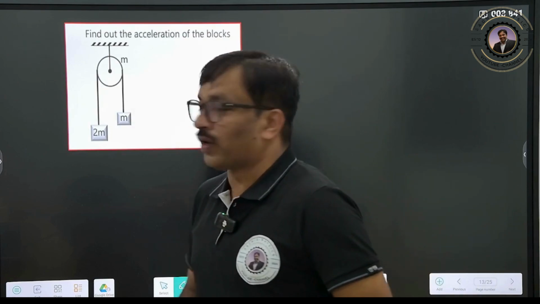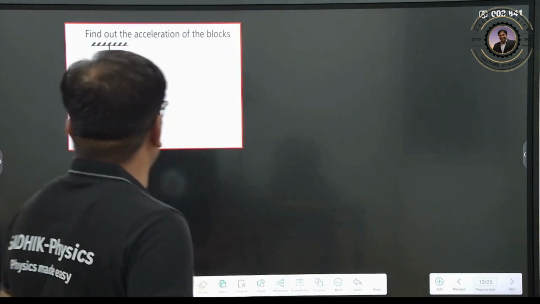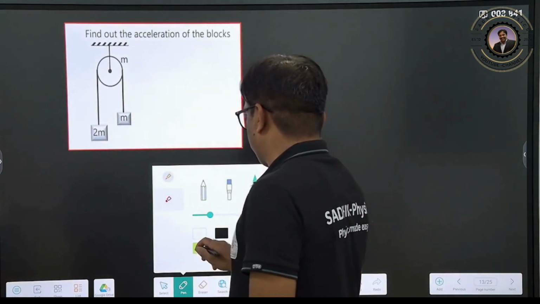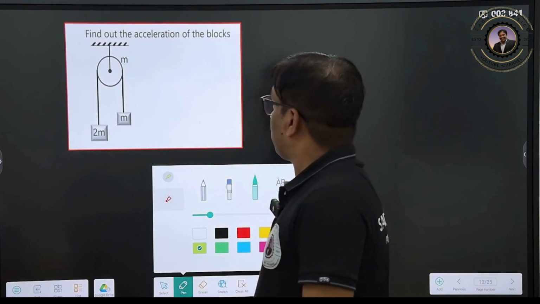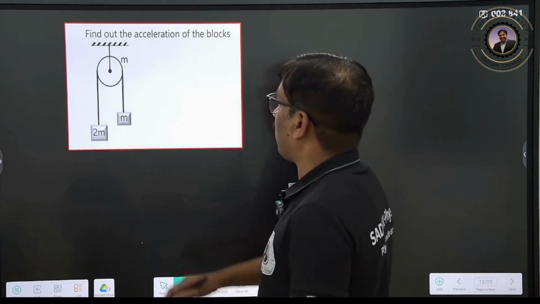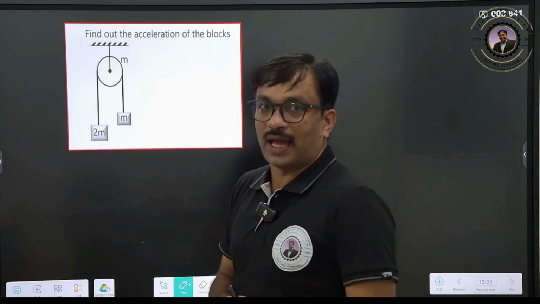So we will discuss one more problem now. This is one pulley problem. We did pulley problems in Newton's laws of motion. I also did one video on the shortcut method for this, how to calculate the tension and how to calculate the acceleration.